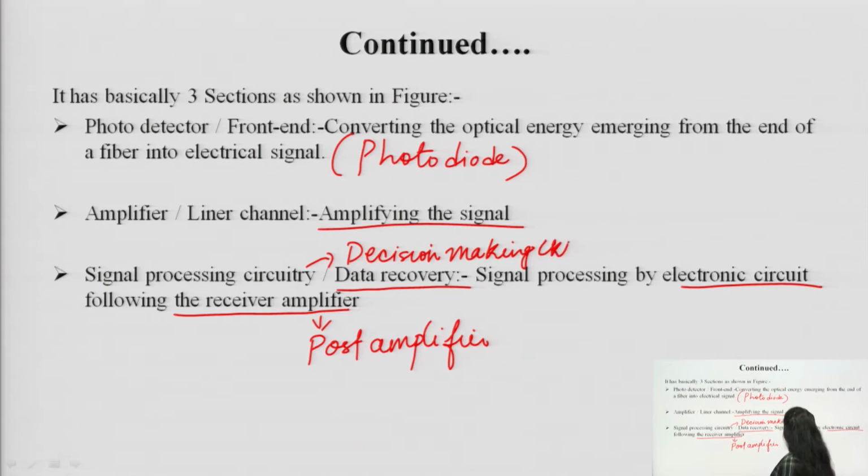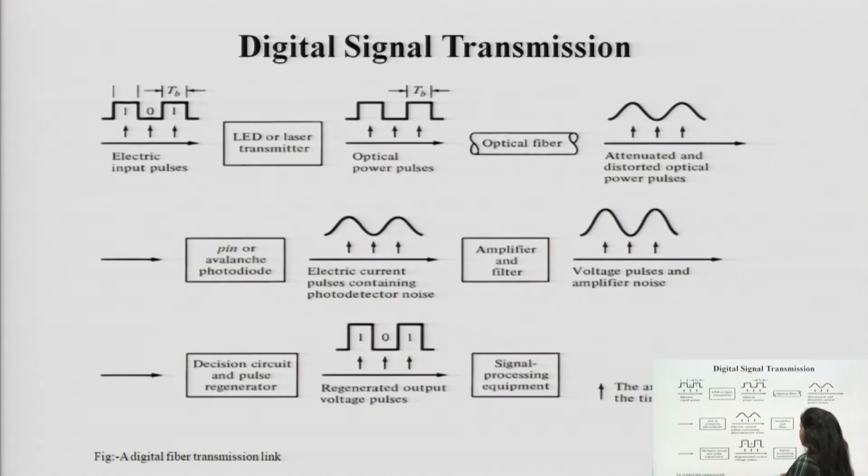All plays the same role. Now, there is one example of a digital signal transmission from the initial phase, that is from the transmitter section, and then to the receiver one. So, here are the different pulses, for example, with a time period of TB. Here it is shown 1 0 1, this is an electrical input pulse.